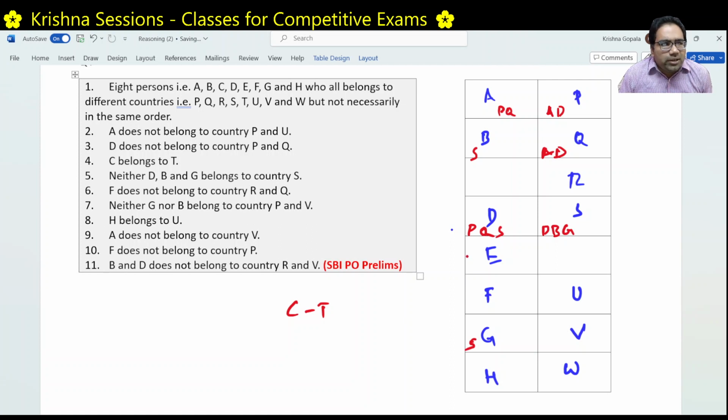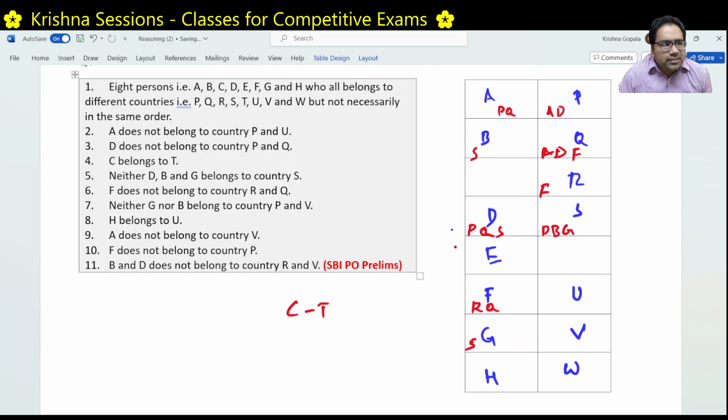Condition 6. F does not belong to country R and Q. F does not belong to R and Q. That means for R, F will not come. Q also, F will not come. That is condition number 6.